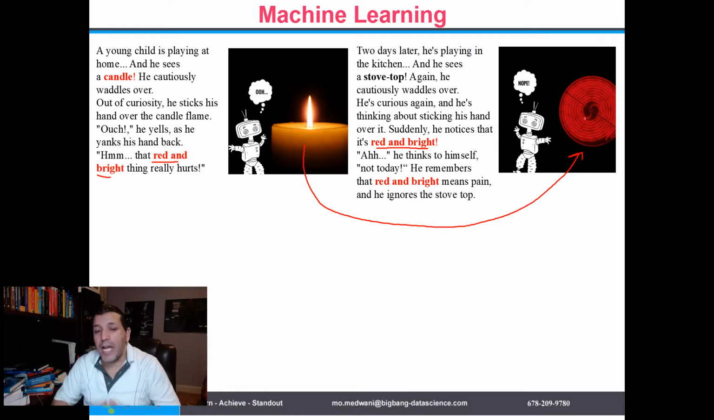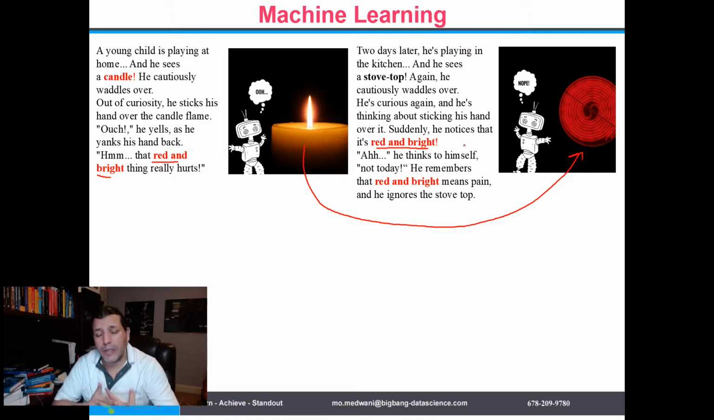If the child had learned the object, this oven does not look like a candle, so of course he would try again. But since the child remembered red and bright, and this is red and bright, he did not consider touching the stove top. Otherwise he would be burned twice. So that is machine learning.